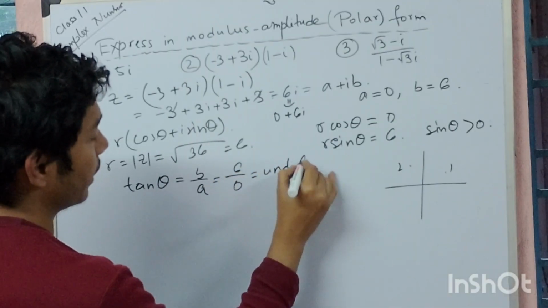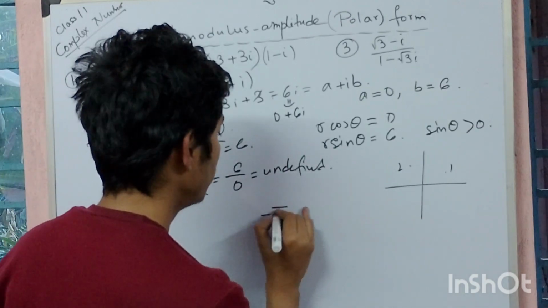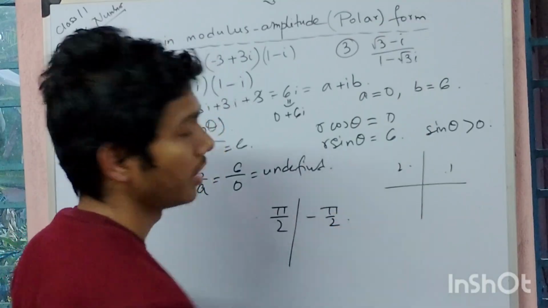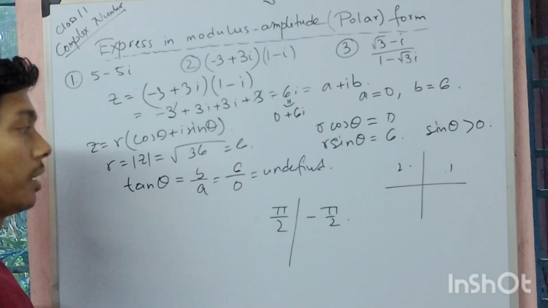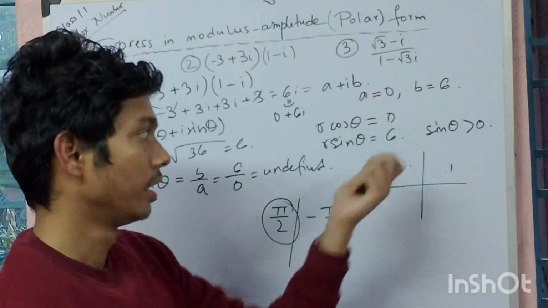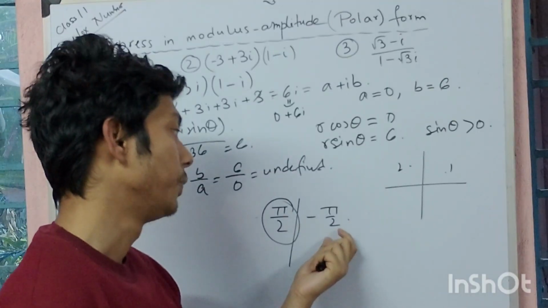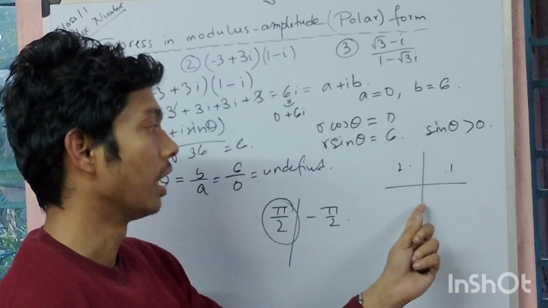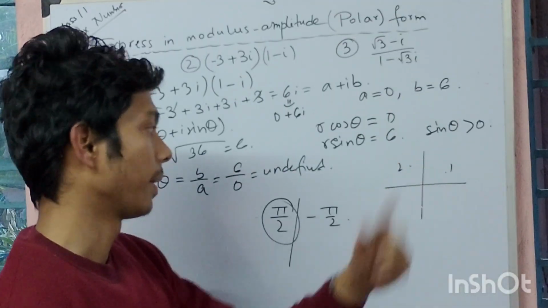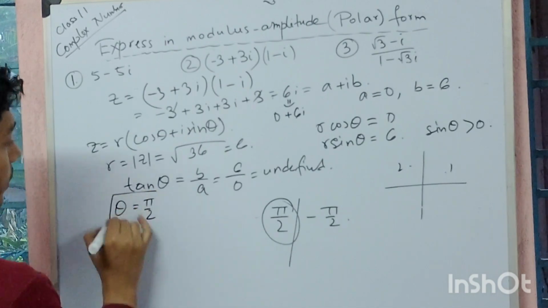It means undefined. Now tell me, for which value of theta is tan theta undefined? For the value pi by 2, tan theta is undefined, and also for minus pi by 2, tan theta is undefined. But I will take pi by 2. Why? Because my sin theta is positive. So sin theta is positive in the first or second quadrant. If you take minus pi by 2, it will be here, and there sin theta is negative, so it can't be taken. I have to take here. So my theta equals pi by 2.